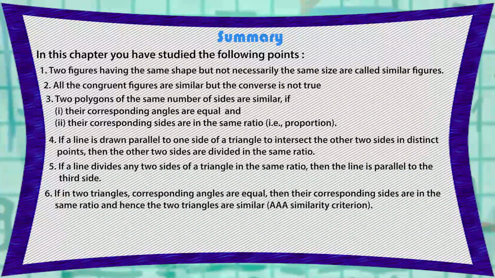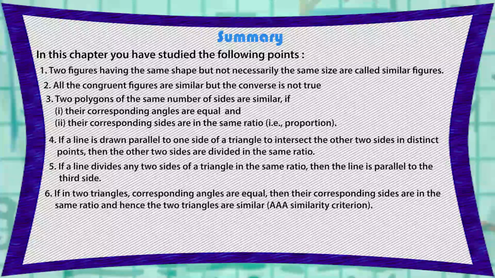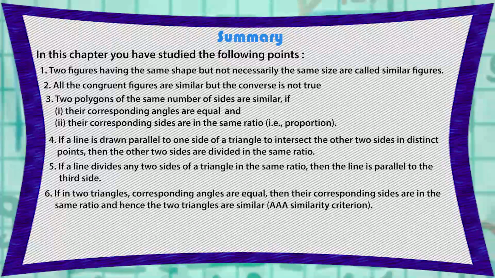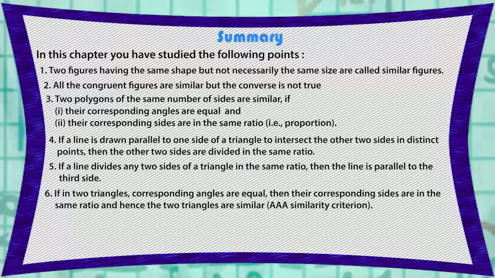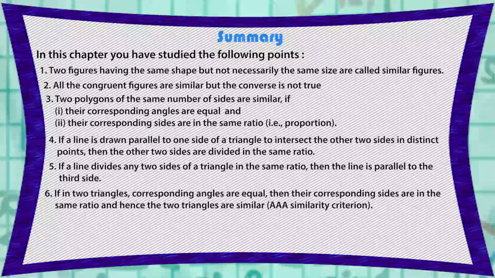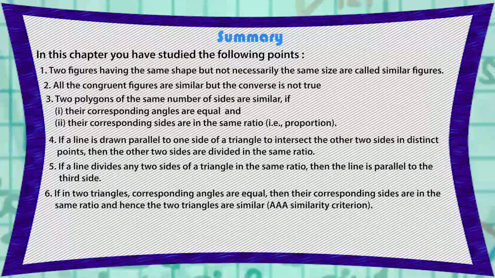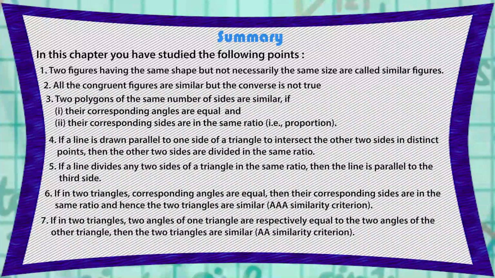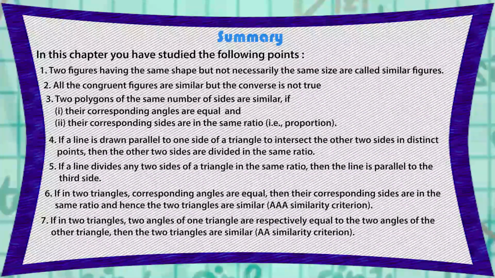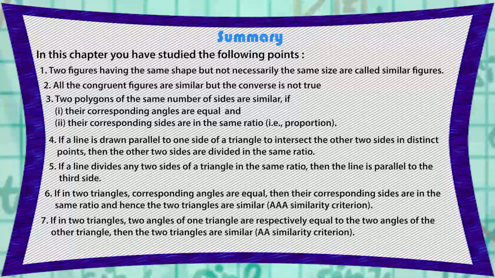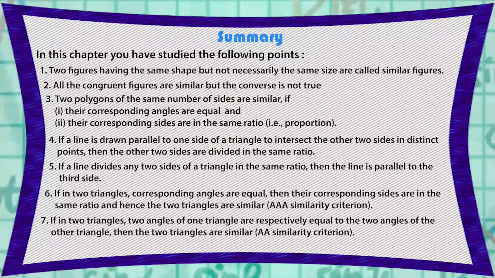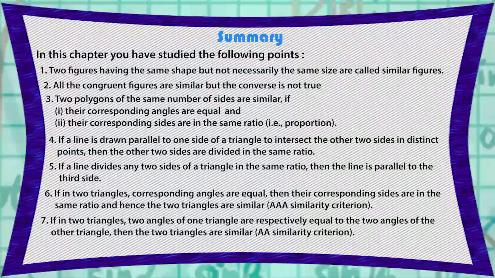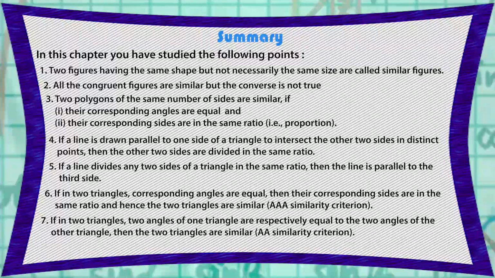Angle, angle, angle similarity criterion. If in two triangles, corresponding angles are equal, then their corresponding sides are in the same ratio and hence the two triangles are similar. If in two triangles, two angles of one triangle are respectively equal to two angles of the other triangle, then the two triangles are similar. This is also called the AA similarity criterion.